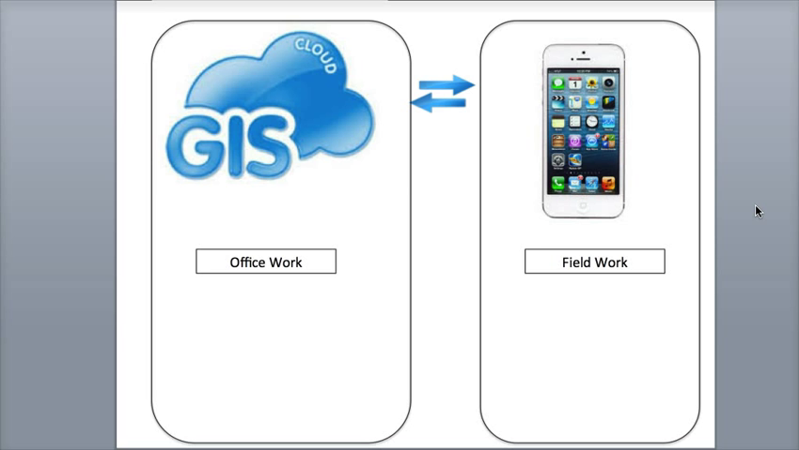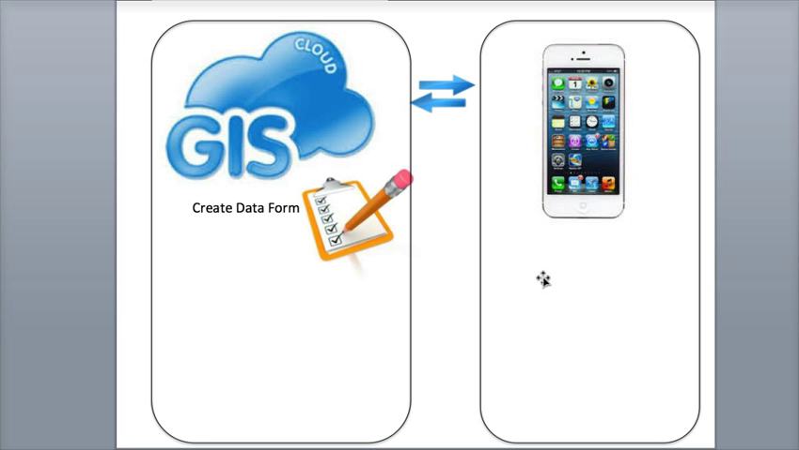The GIS Cloud forms the office work part of the workflow, whereas the iPhone app forms the field work part of the workflow. And there are three steps in which the process can be executed. Number one, we create a form. The form is the data that we need to collect in the field. This can be textual data, numerical data, the location, time, the accuracy, but all of these things are created as a form which can be filled out in the field on the iPhone.